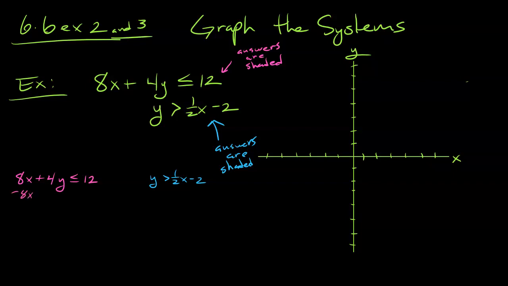Correct. You want to get y by itself. And then I'm going to divide everything by 4. Okay, so the 3 is where we start. And then from there, I'm going to do a slope. So my slope is -2/1. So that means from this point, I'm going to go down 2, to the right 1. It's a solid line.